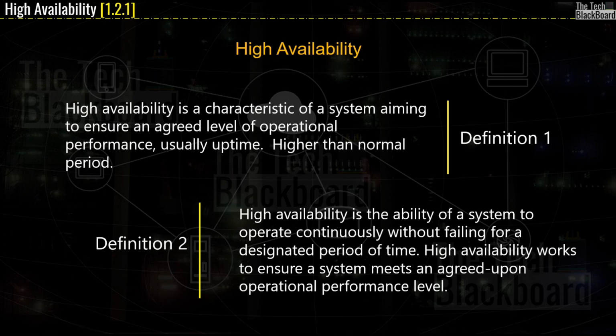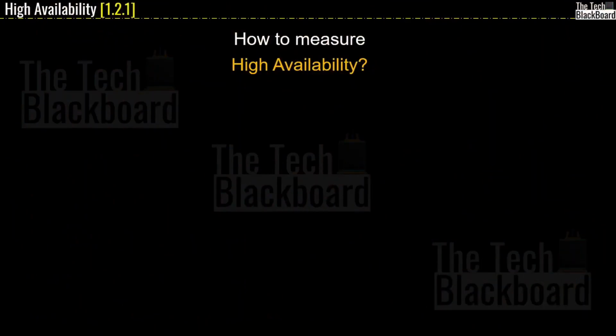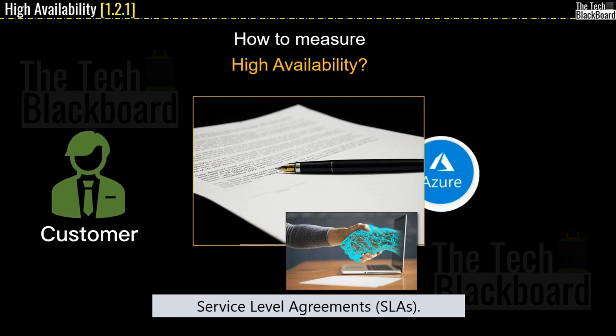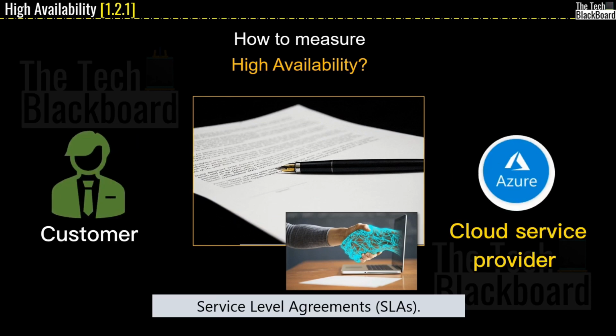To summarize in simple words, high availability is a concept that tells you the duration for which a system is available and functional. A very natural question comes here: how to exactly measure high availability? And this is exactly where SLA comes into the picture. SLA means Service Level Agreement, and that is a formal agreement between customers and cloud service providers that guarantees customers an agreed level of service for various cloud components offered by the cloud service provider like Microsoft Azure.